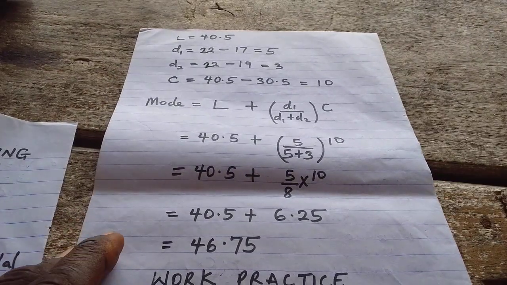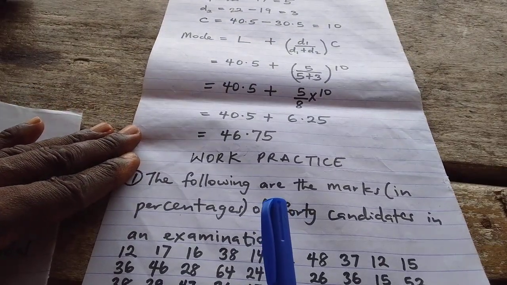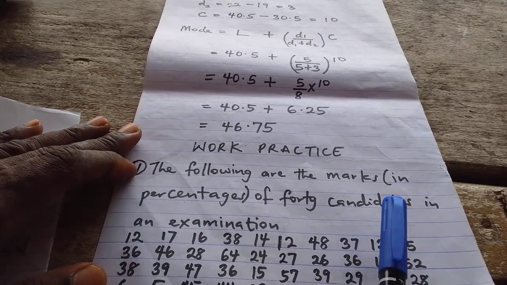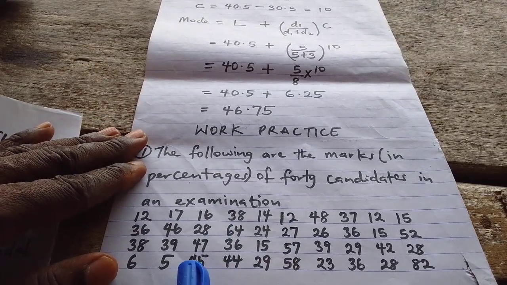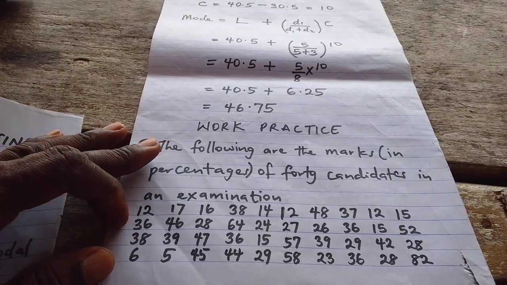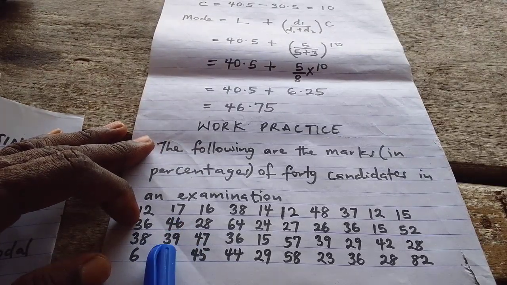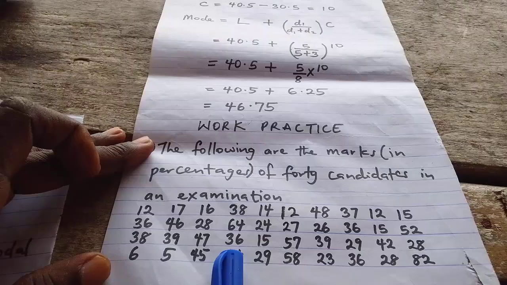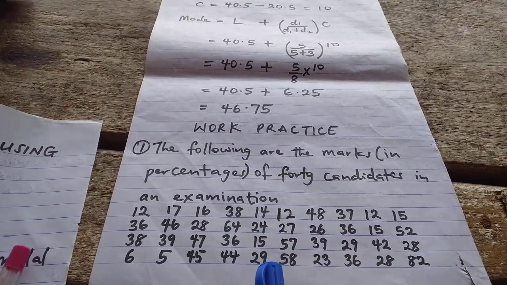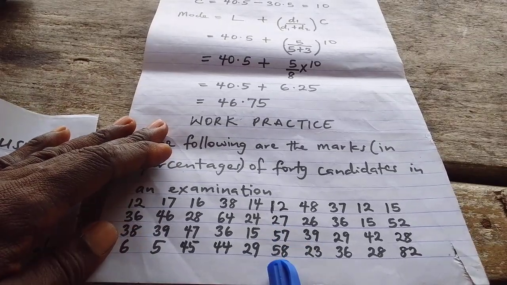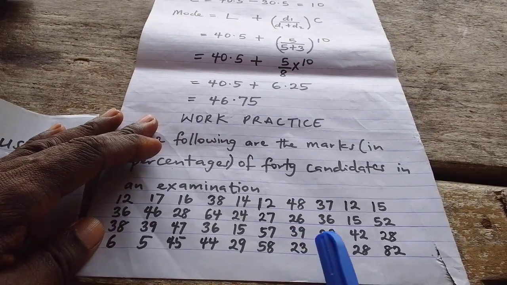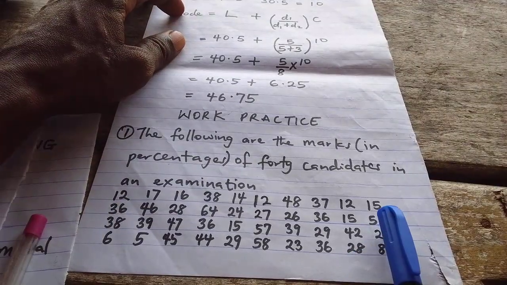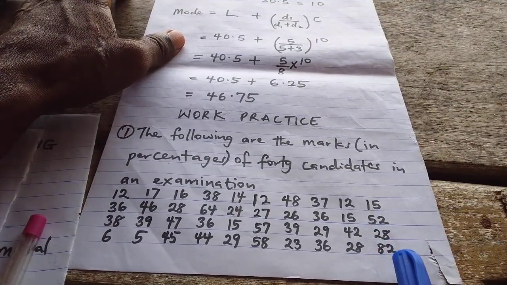So for the work practice, you are going to do this. The following are the marks in percentage of the 40 candidates in an examination, just like the one I gave you in the last exercise. 12, 36, 38, 6, 17, 46, 39, 5, 16, 28, 47, 45, 38, 64, 36, 44, 14, 24, 15, 29, 12, 27, 57, 58, 48, 26, 39, 23, 37, 36, 29, 36, 12, 15, 42, 28, 15, 52, 28, 82.